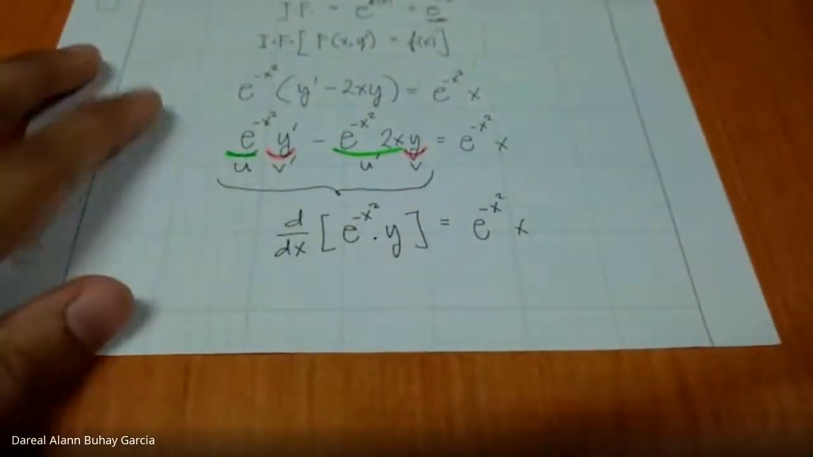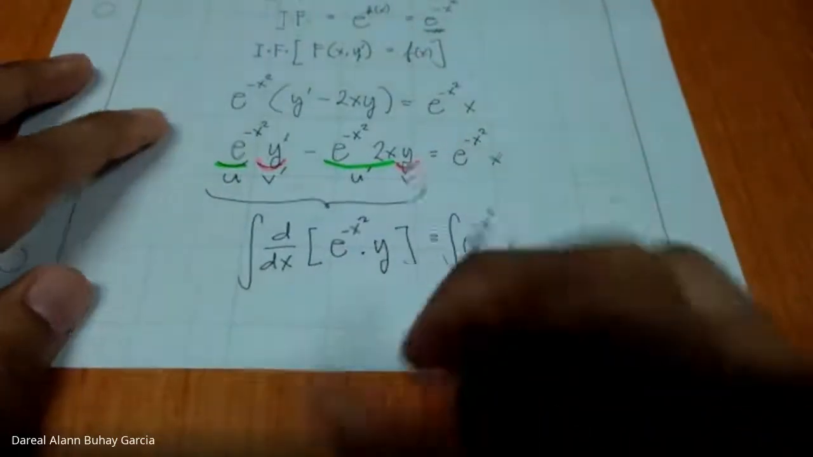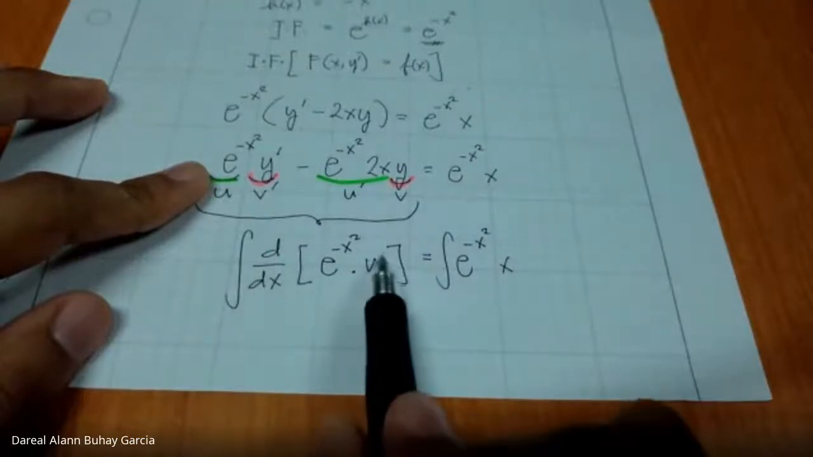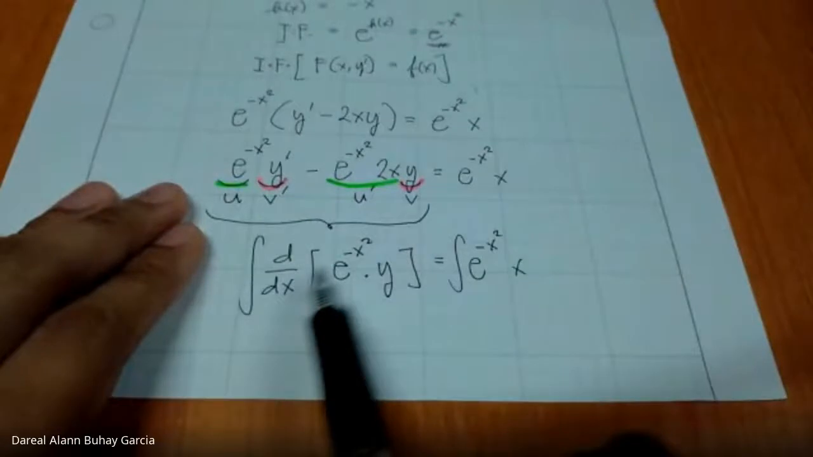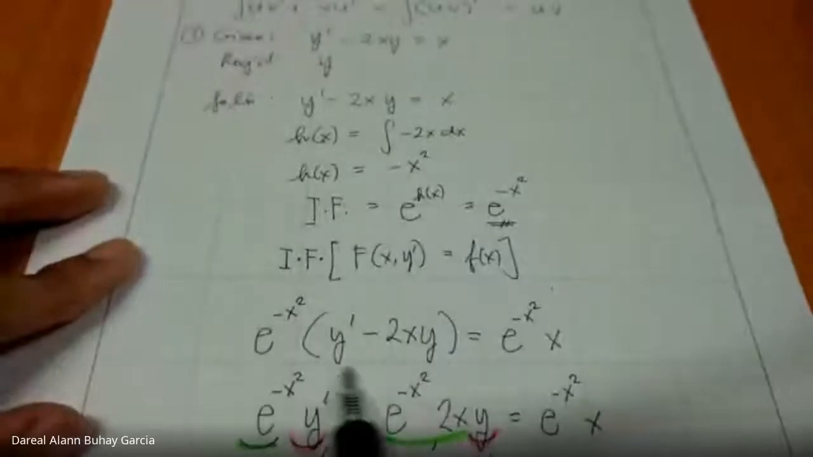So, how do we remove the integral, the derivative notation? So, integrate. Technically, dx is moved here so that it becomes its own dx. So, the integral of a derivative is the function itself. So, copy it as is: e to the negative x squared times y.